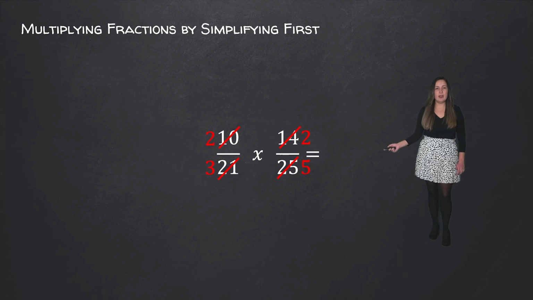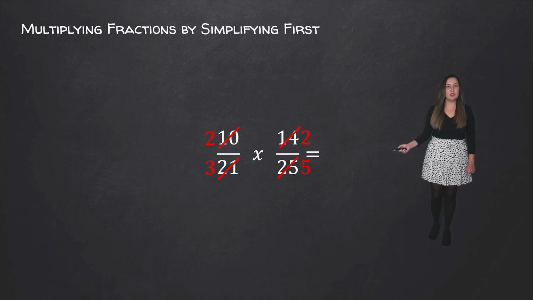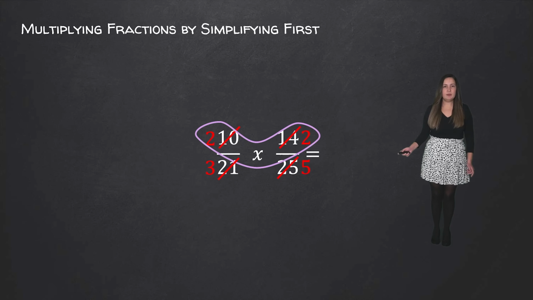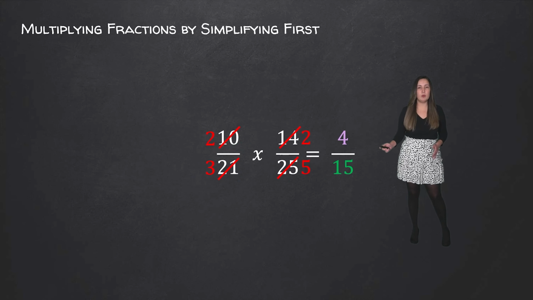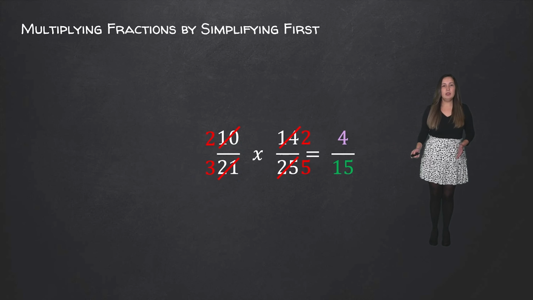And so now we have 2 over 3 times 2 over 5. So we're going to multiply our new numerators together. So 2 times 2 is equal to 4. And then our denominators, 3 times 5 is equal to 15. And notice here that our fraction is fully simplified because we simplified before multiplying. So 10 over 21 times 14 over 25 is equal to 4 over 15.